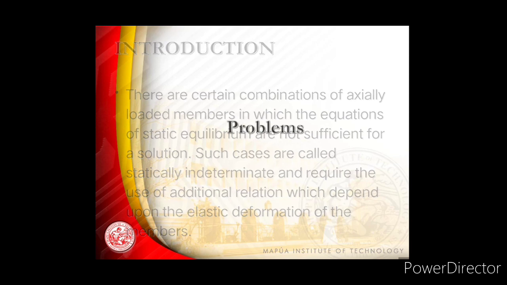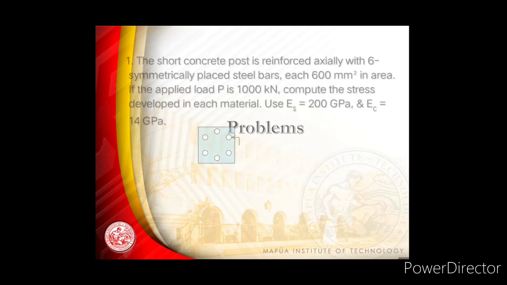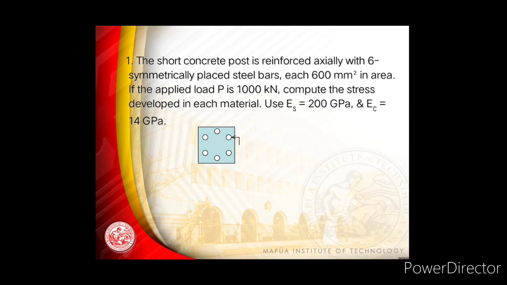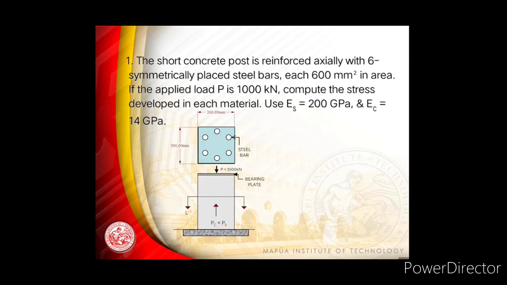Okay, to explain, let us have some problems. This is problem number 1. The short concrete post is reinforced with 6 symmetrically placed steel bars, each 600 millimeters squared in area. If the applied load is 600 kilonewtons, compute the stress developed in each material. Use modulus of elasticity of steel equivalent to 200 gigapascal and the modulus of elasticity of concrete equivalent to 14 gigapascal. The figure is shown below.